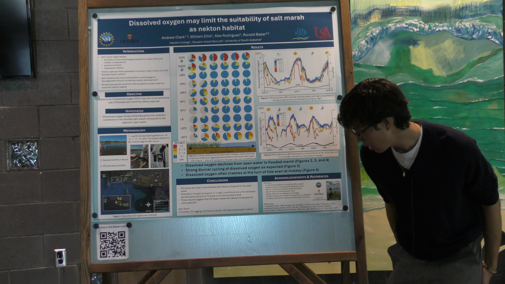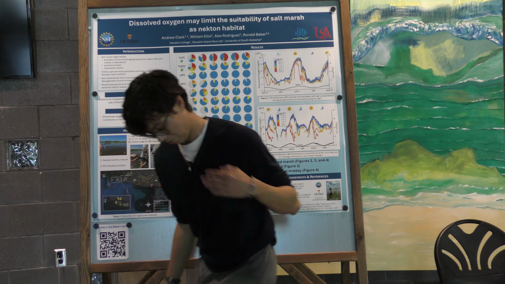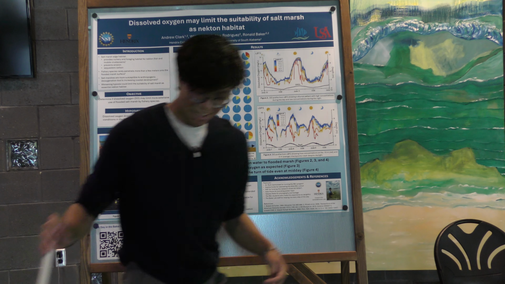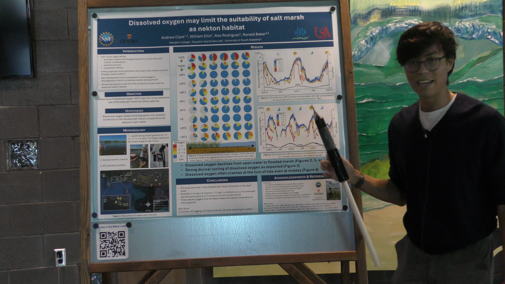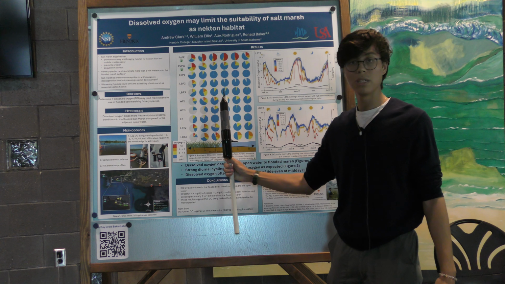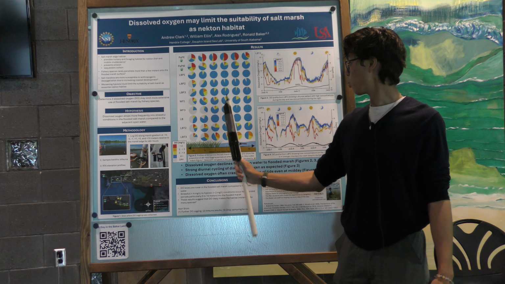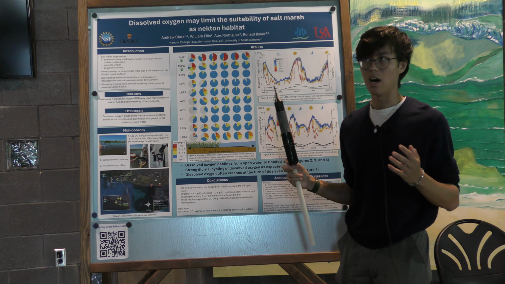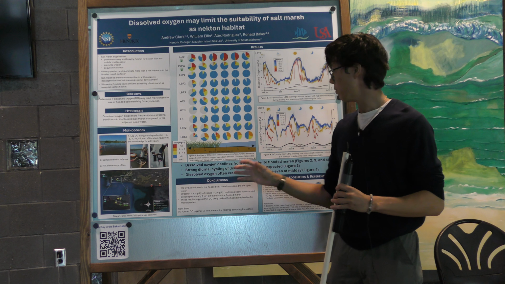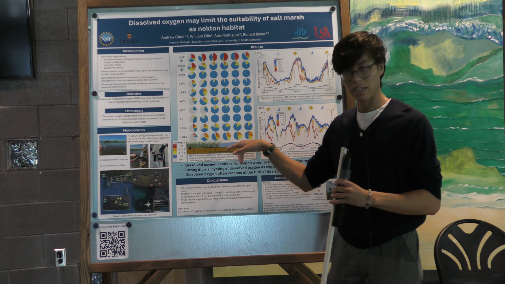So to test this, I've got a little DO logger. I'll normally give this to you. So this is a HOBO DO logger, and we place this at 10, 5, and 1 meters into the flooded marsh, and then 1, 5, and 10 meters out into the open water. This gave us a good look at that entire gradient of dissolved oxygen along that marsh edge.